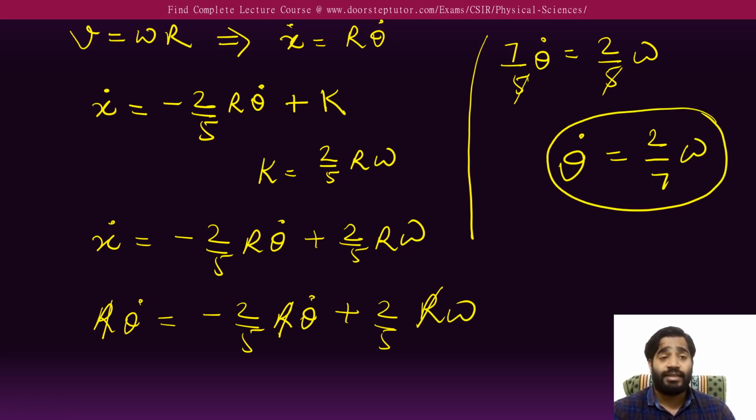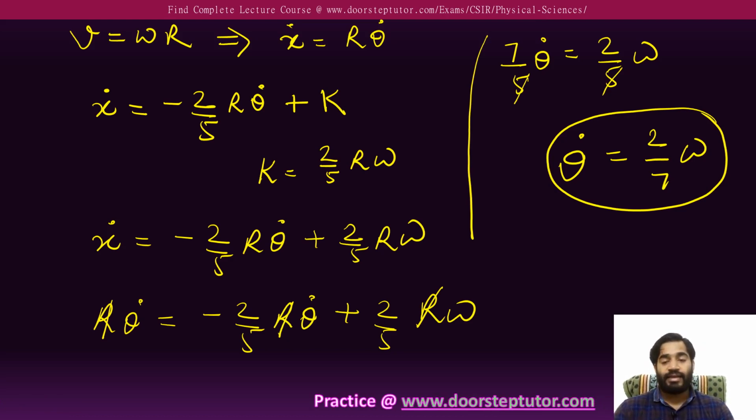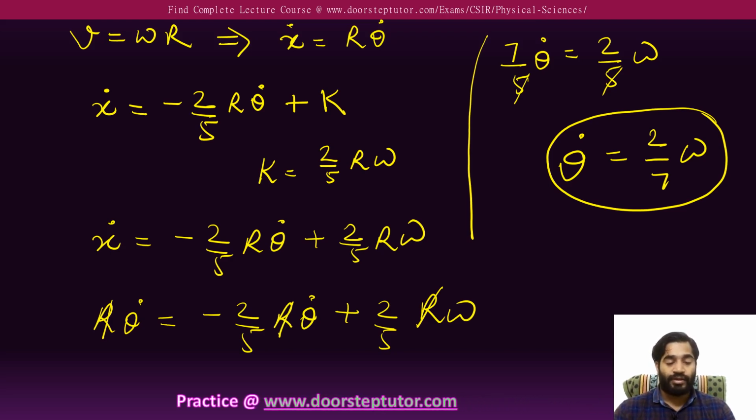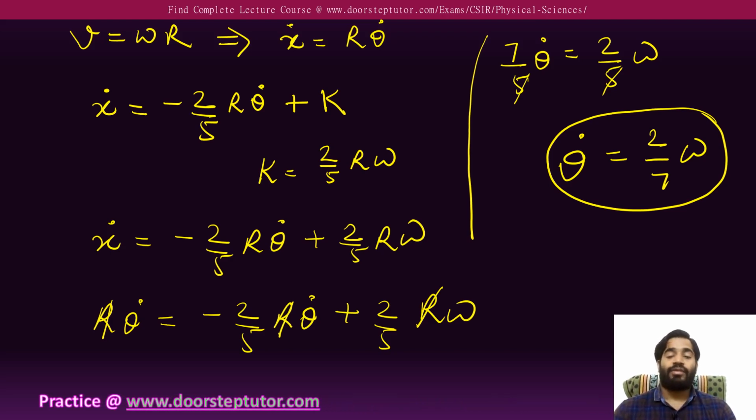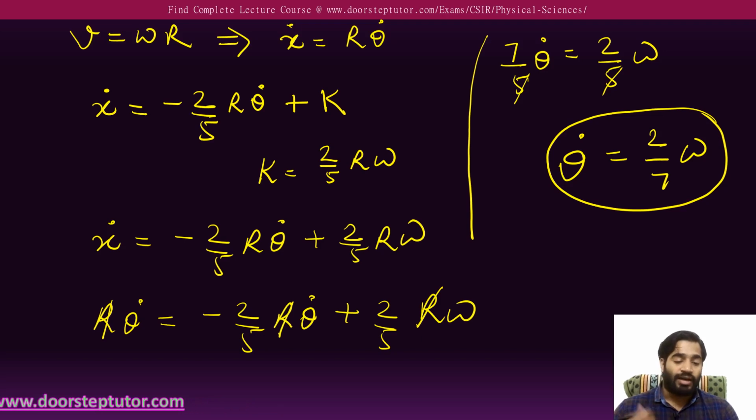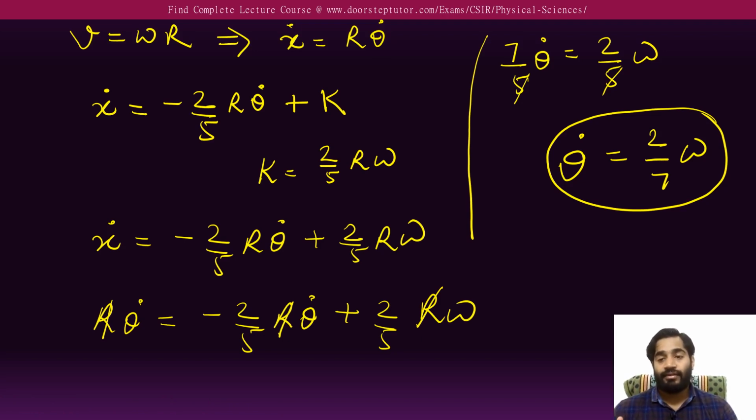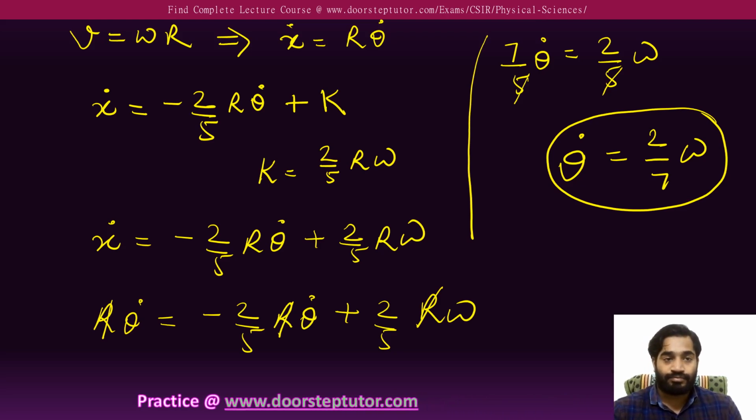Now what is this theta dot? This is the angular velocity with which the sphere is rolling, and omega is the angular velocity given to the sphere to start rolling. If you want to find how the angle varies as a function of time, you can find it by using this concept.